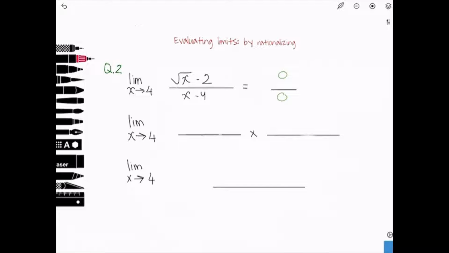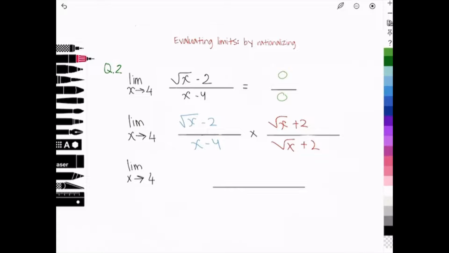So the second question is the limit as x approaches 4 of square root of x minus 2 over x minus 4, so the direct substitution gives 0 over 0. So the first step is to copy paste it as it is down. So square root of x minus 2 over x minus 4. We focus only on the numerator because it has the square root. We copy paste it up and down, just switch the signs. So square root of x plus 2, square root of x plus 2.